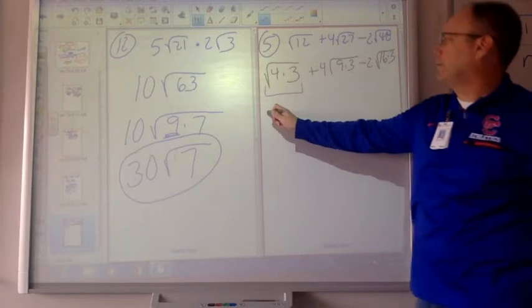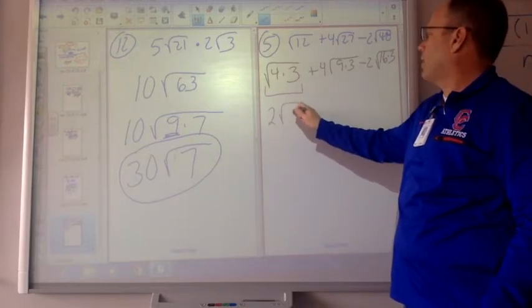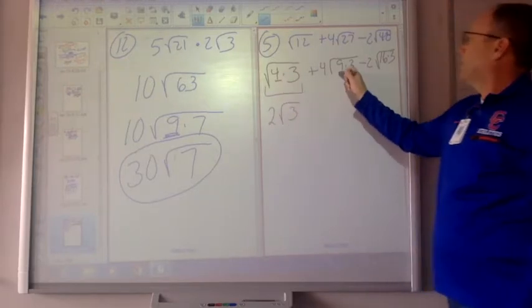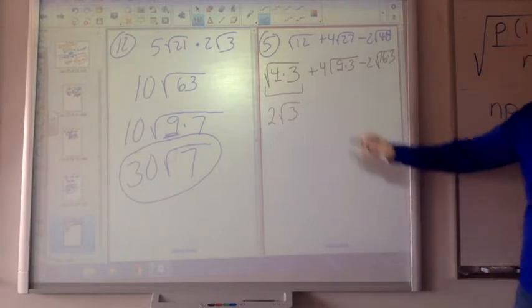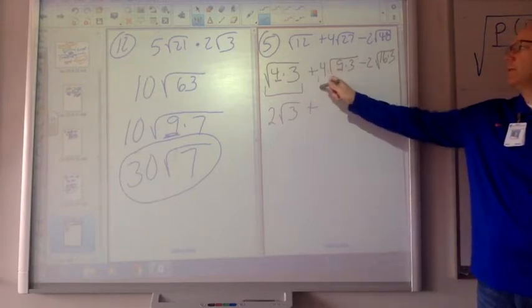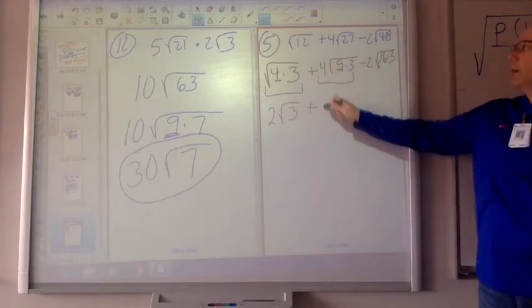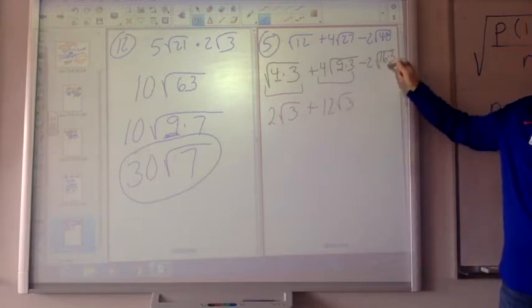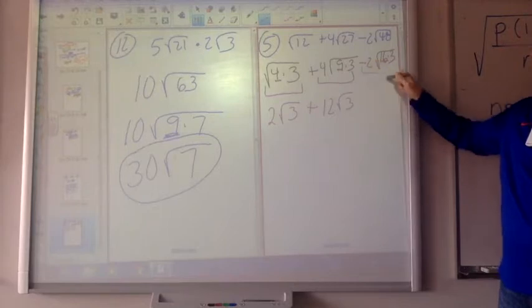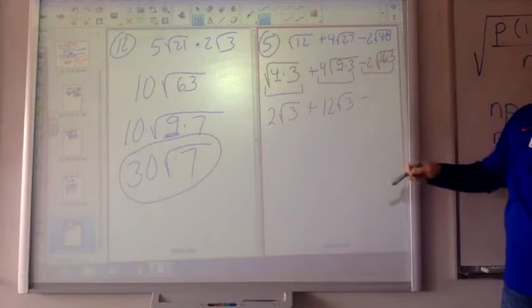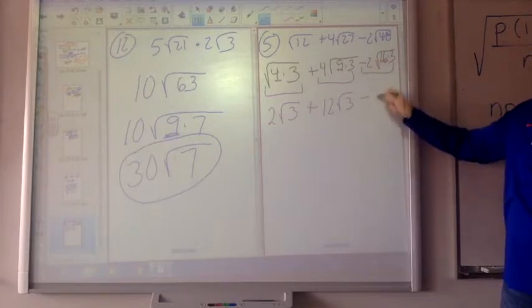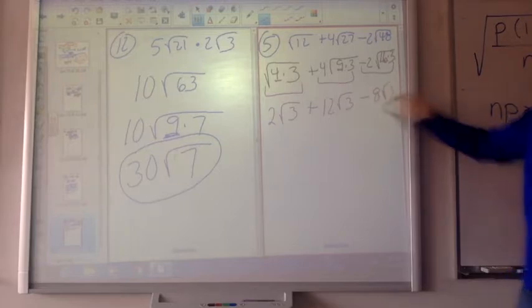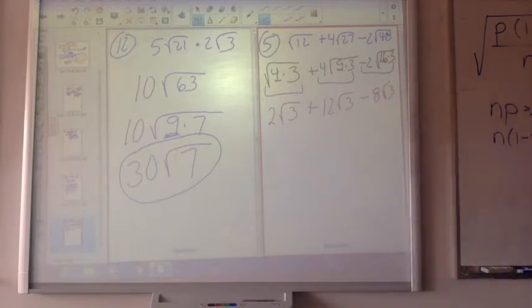2 root 3. Take the square root of 4. Okay. What's the square root of 9? 3. So what does this second one become? 12 root 3. Everyone okay with that? And then what's the square root of 16? So what does this become then? Root 3. Okay, with the math that just took place?